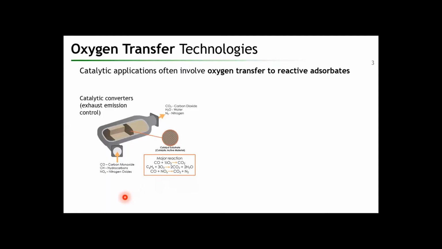So to give a little bit of background to oxygen transfer reactions, a lot of catalytic applications involve oxygen transfer reactions where we're interested in transferring oxygen into different molecules or out of different molecules for different applications. So for example, in a catalytic converter, which is on every car for exhaust emission control, we're interested in removing pollutants, say, from the exhaust.